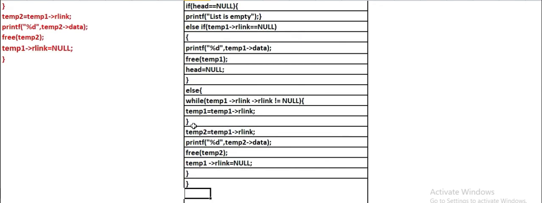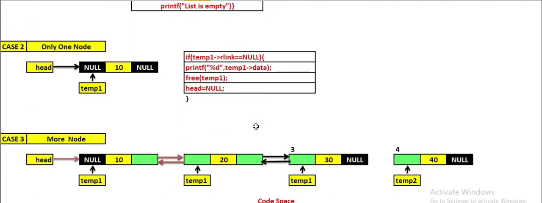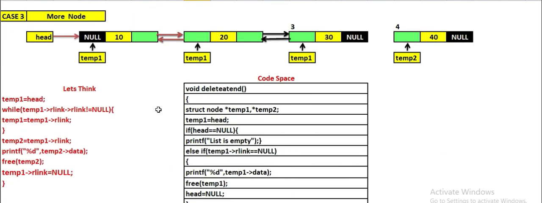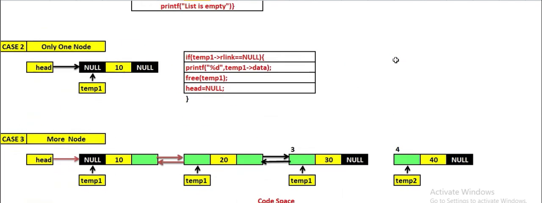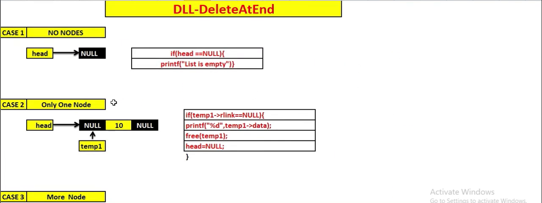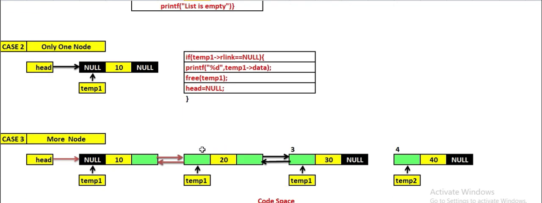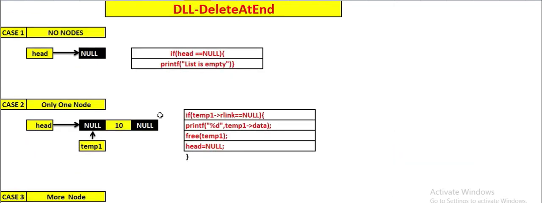So that's all for this video, where I have shown you how to delete the last node when you have only one node, and when you have more than one node, and when there is no node, there is no deletion, because deletion is not possible, and we will say that the list is empty.